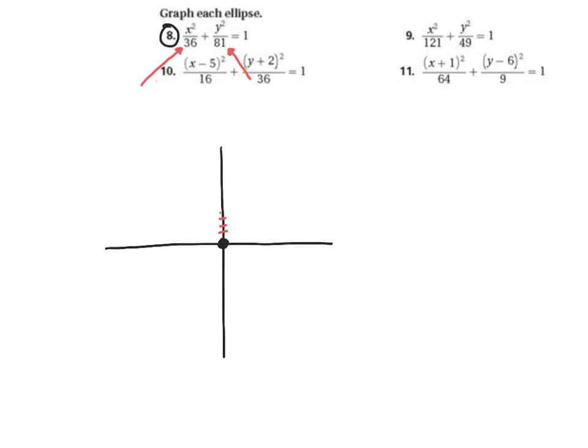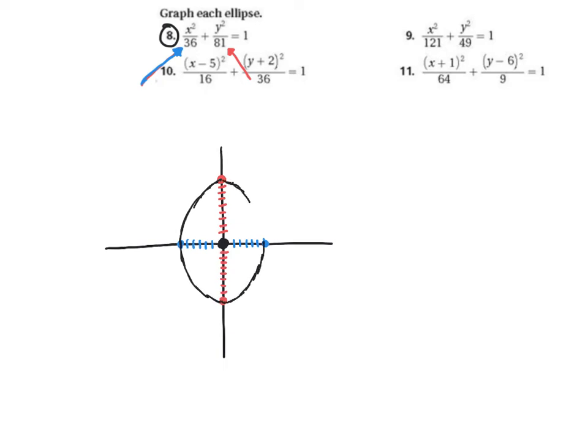1, 2, 3, 4, 5, 6, 7, 8, 9. Let's put a big old point. So you're also going to go 1, 2, 3, 4, 5, 6, 7, 8, 9 the other way. Put a big old point, right? Okay, now let's look at the x. The square root of 36 is 6. So that's 1, 2, 3, 4, 5, 6. That's our minor radius, 1, 2, 3, 4, 5, 6 in the other direction. And connect the dots.